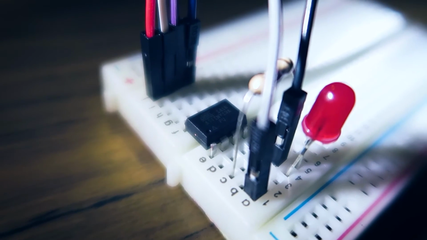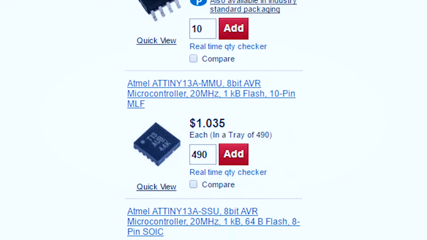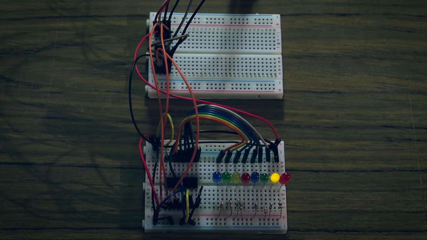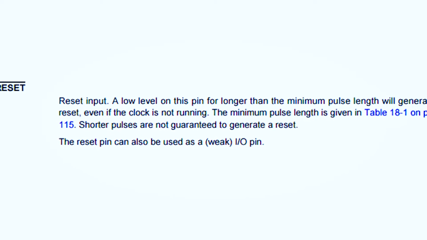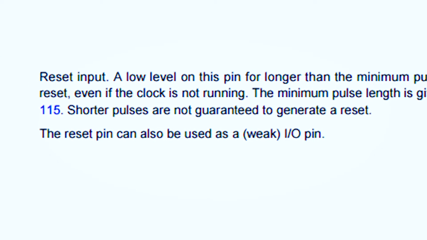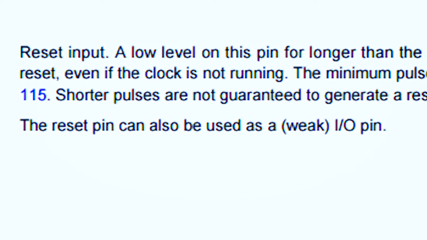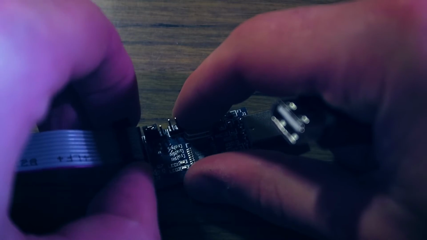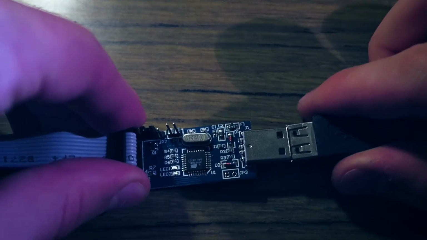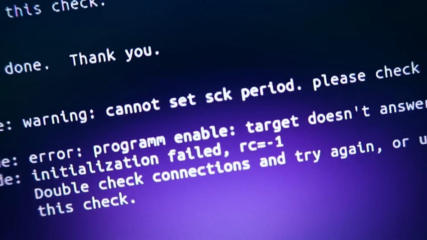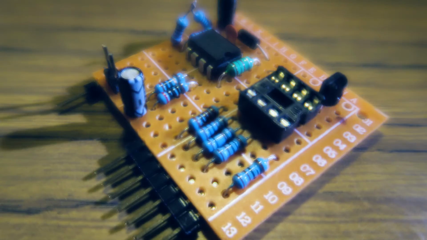Using a small microcontroller can be useful if you have space or budget constraints, but sometimes you need more pins than the microcontroller has. One way to get another pin on most Atmel microcontrollers is to disable the reset pin, which can then be used as I/O. After disabling the reset pin, you are unable to program the microcontroller using an in-circuit serial programmer, and instead have to use a high-voltage programmer.